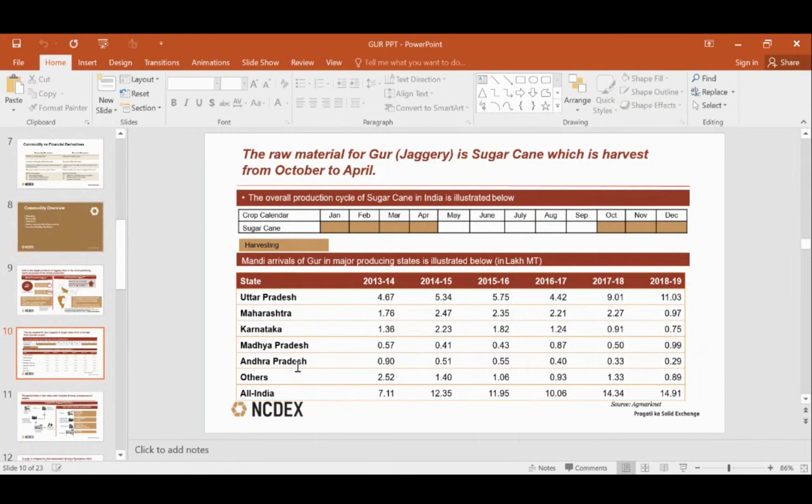As I already said, GUR is derived from sugarcane, so we will look at sugarcane. It is harvested during January, February, March, and April. In mandis, the arrival of GUR in major producing states is given below. Uttar Pradesh has been number one in terms of arrival of GUR in the mandis. Next is Maharashtra, then Karnataka, and Madhya Pradesh in recent years.